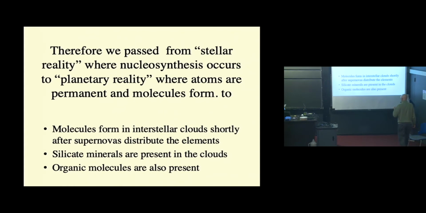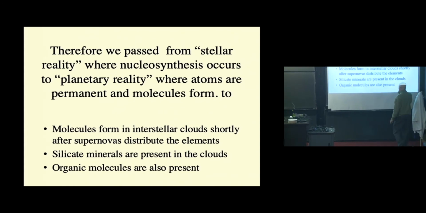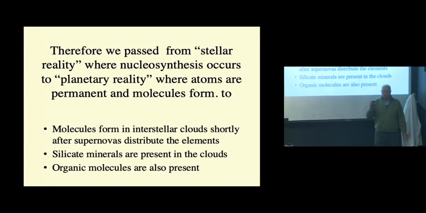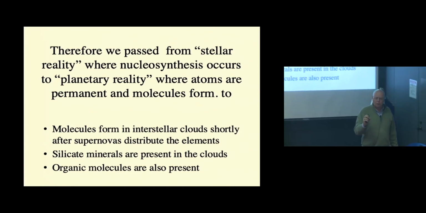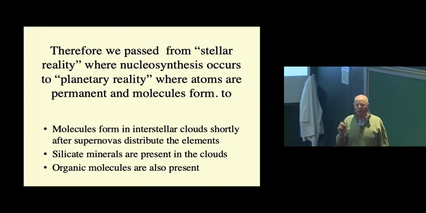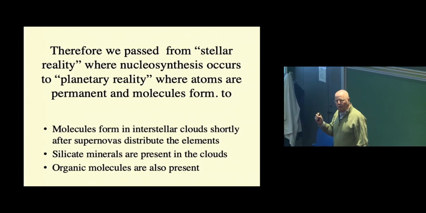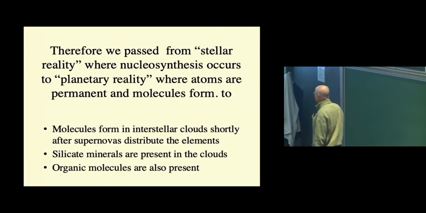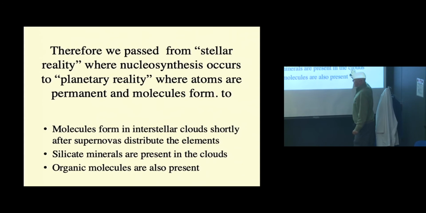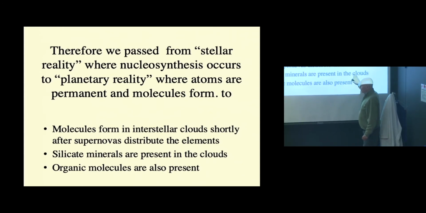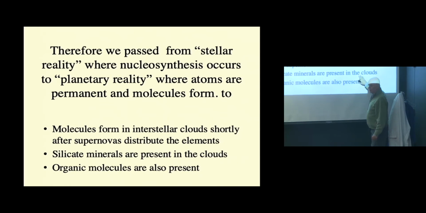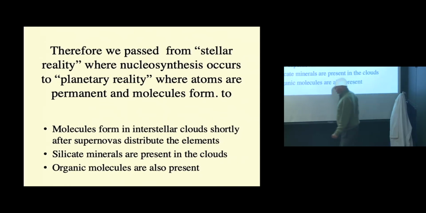And we know those molecules form in interstellar clouds shortly after supernovas distribute the elements, because astronomers can look at those clouds and see they're there. They see minerals in the interstellar clouds that are the same minerals we find on Earth. And they see organic molecules that are the fundamental building blocks of life. So both these things are present in the clouds, and those are the raw materials that are needed to make habitable planets when these things come together to make larger objects in solar systems.